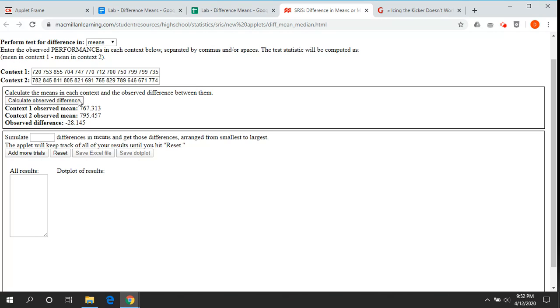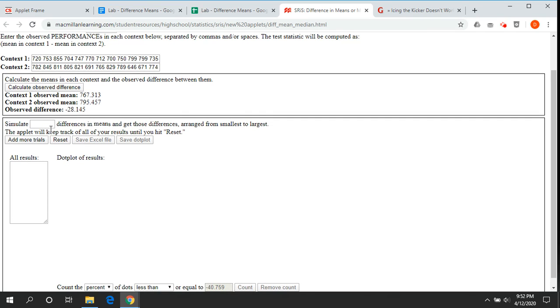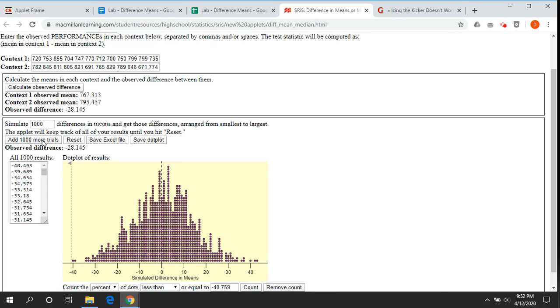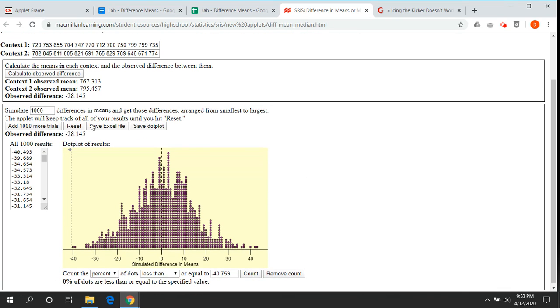And what you'll notice here is that when I use more data, the difference actually shrunk. All right, so the observed difference went from 40 runs from the first year that we looked at to just an average of negative 28. So still, the American League is scoring more, but the average difference actually got smaller. So again, I'm going to do 1,000 trials. I'm going to add more trials. And then this time I'm going to count the percent less than negative 28.14. So I've got to go down here.